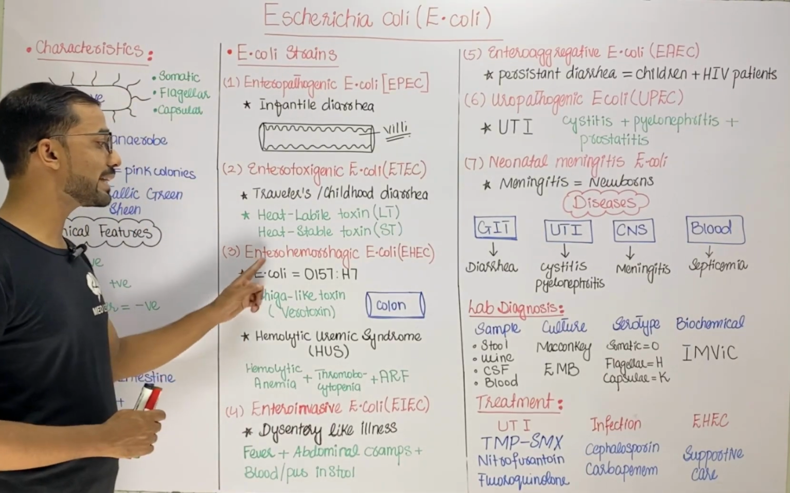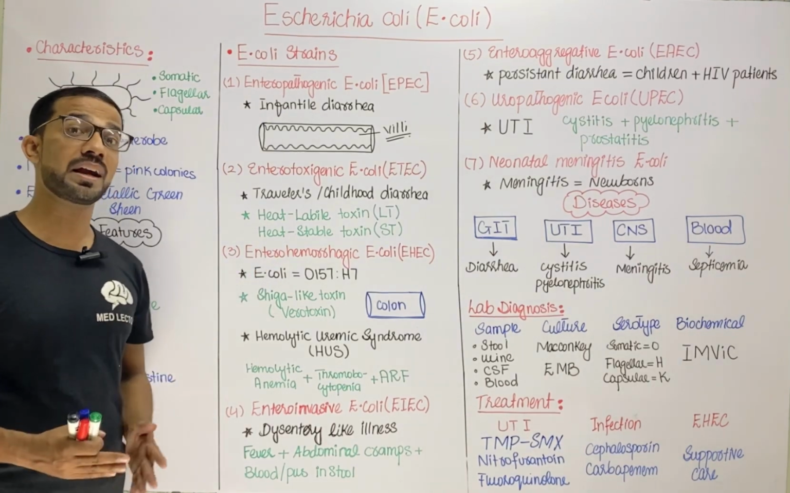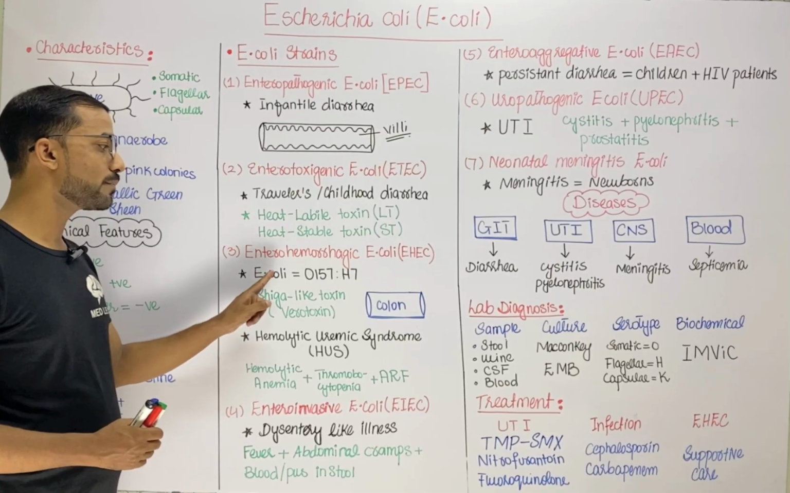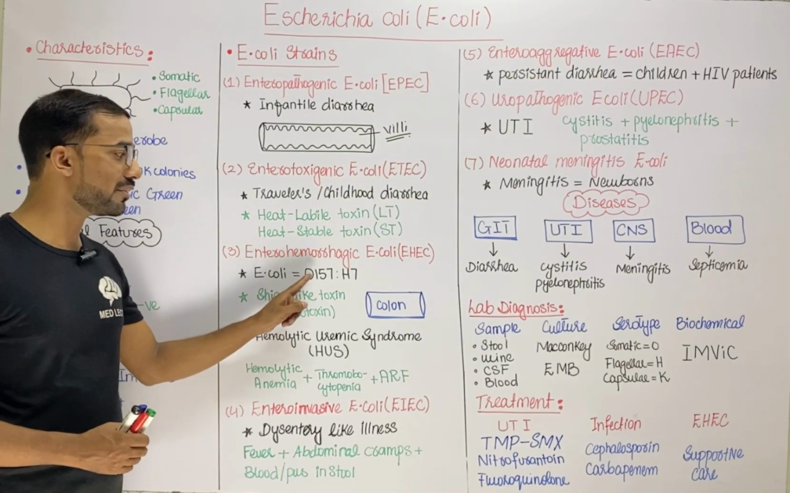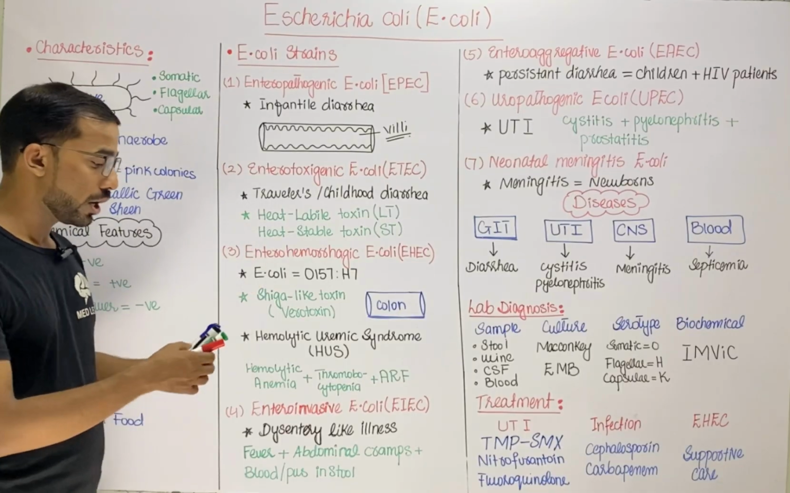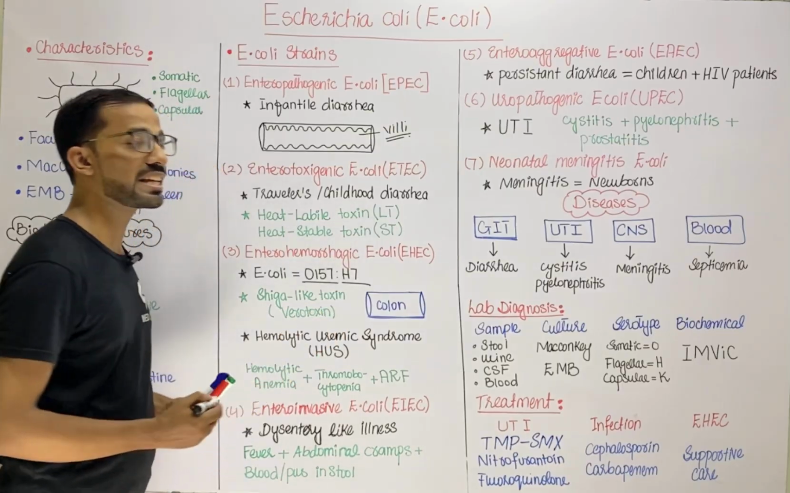Third one is the Enterohemorrhagic E. coli. As the name indicates, you will see blood in that case. The most important strain regarding this one, E. coli, is O157:H7. So again, you have to remember O means somatic antigen and H stands for flagellar antigen.